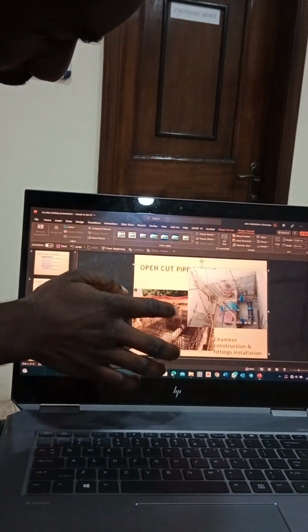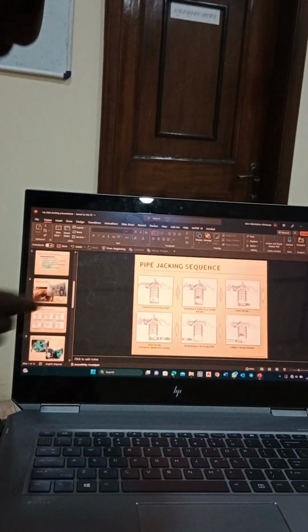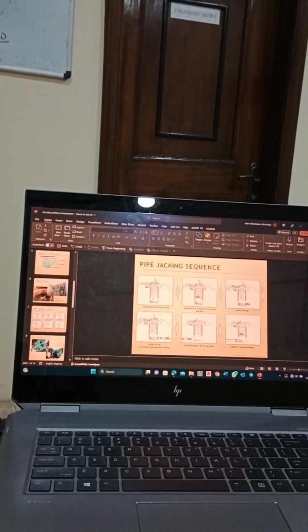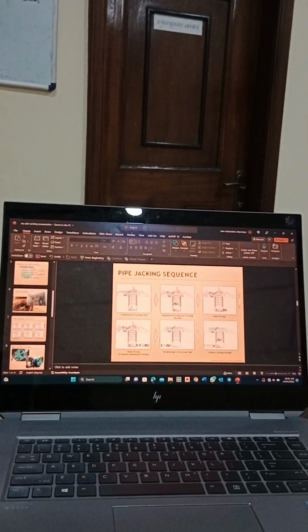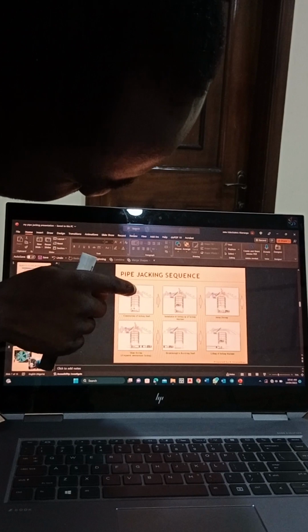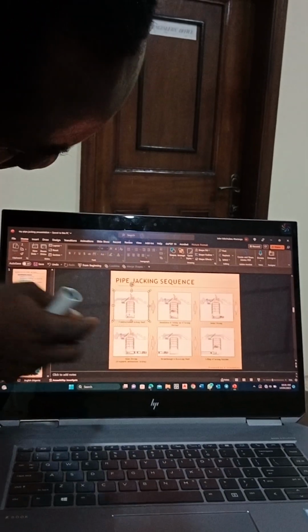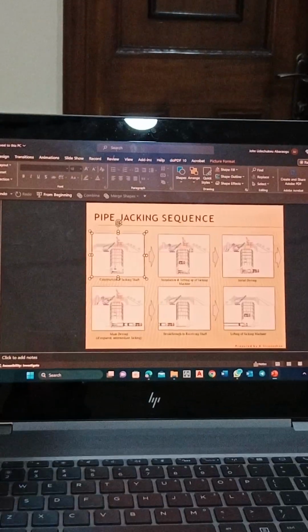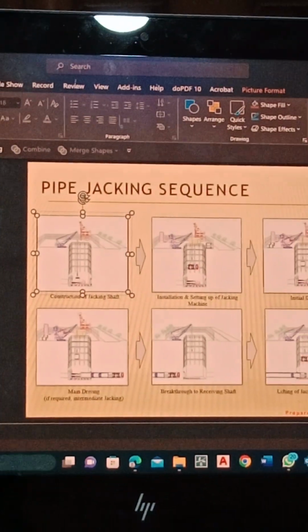If we go ahead, this is the process. This is an outlook of everything that goes on. So this is the excavated beginning point. This is the base, where the machine is working. Now, how does it work?